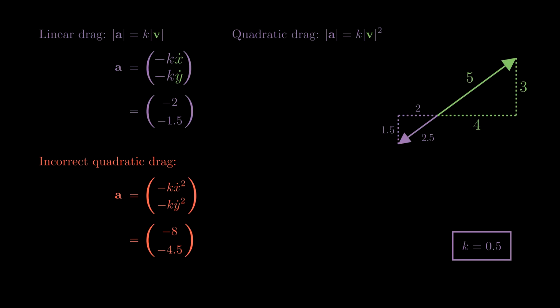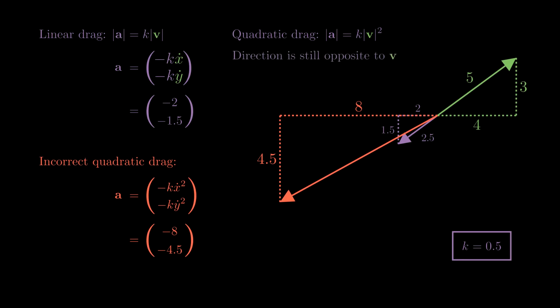Now let's quickly draw that so we can see clearly why it is so wrong. There's our 8 going in the negative direction, there's our 4.5 going in the negative direction, giving this as the proposed resistance vector. But we know that resistance direction is always opposed to the velocity, right? And this one just straight up isn't, it's pointing the wrong way.